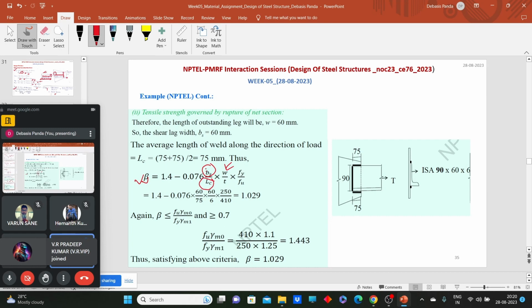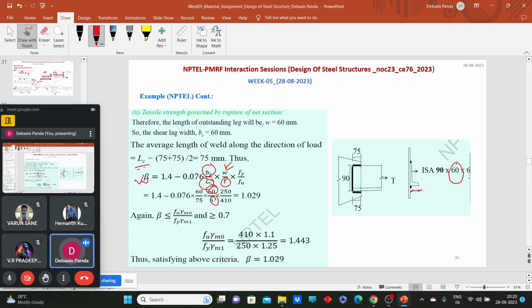So what is the BS for the welding connection? We have already known that for welding connection we need to consider the whole width of the outstanding leg as the value of BS. So here the outstanding leg length is 60 mm. So BS is considered as 60 mm. What is the value of this T? T is nothing but the thickness.